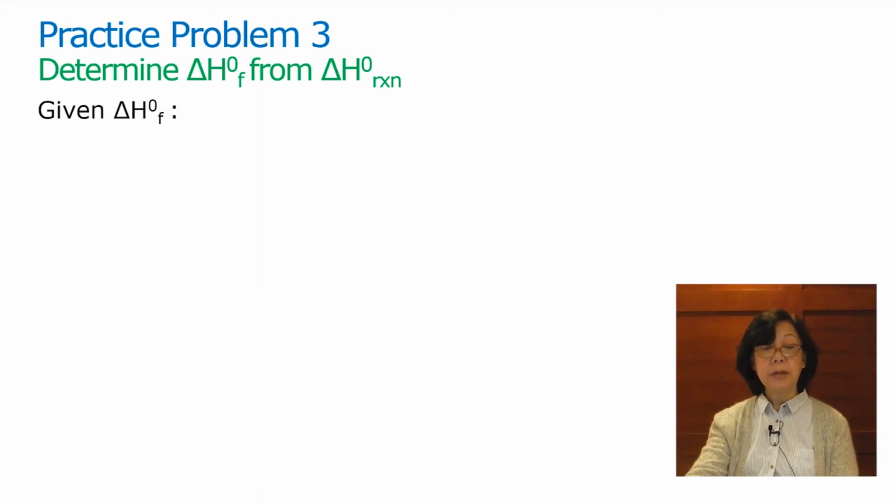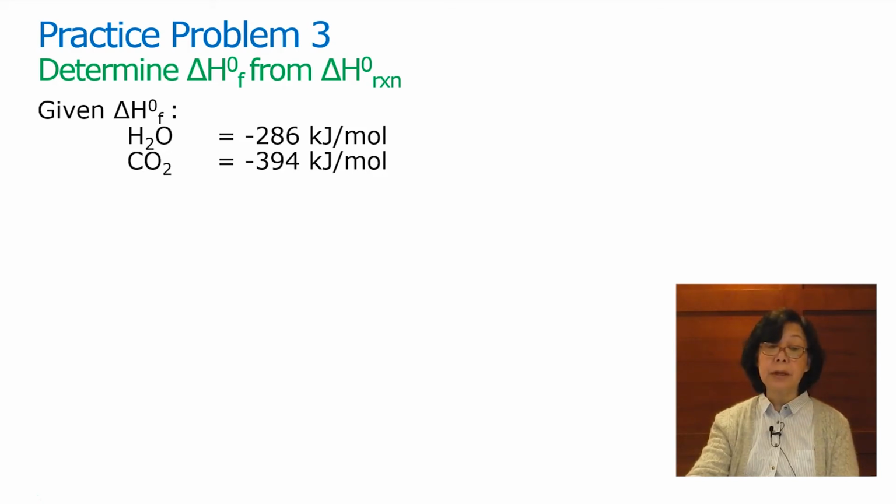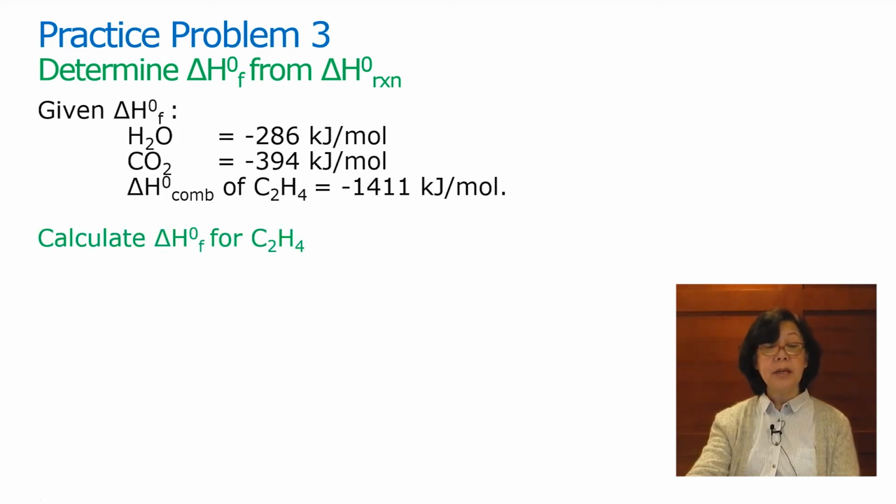Now, we can also determine the enthalpy change of formation from the enthalpy change of reaction. Given the water enthalpy of formation negative 286 kilojoule per mole, carbon dioxide negative 394 kilojoule per mole, and the enthalpy of combustion of ethene is negative 1411 kilojoule per mole, let's calculate and find the enthalpy of formation of ethene.